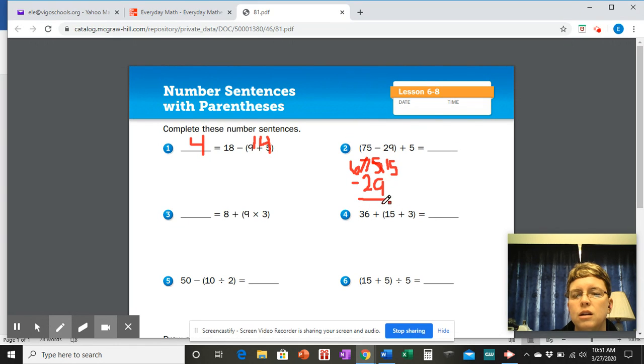15 minus 9 is 6. 6 minus 2 is 4. And so my answer up here is going to be 46. Now we move to the next step, which is 46 plus 5, and 46 plus 5 gives you 51. I'm going to erase this so that we can see for the next one.